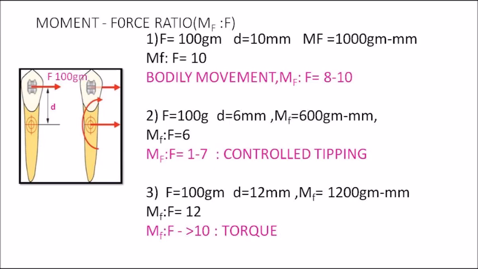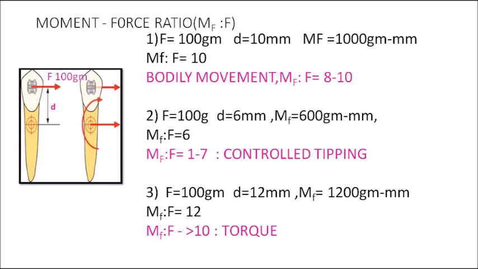So I hope this is very much clear to you. Please go through this chart again and again, because you can expect questions like this. They have asked similar questions previously, where they will give you a scenario where this much force is being given. They can ask you mathematically at what distance the bracket should be positioned so that we can achieve a bodily movement or controlled tipping. So you have to do the mental calculation and find out where the ratio will fall between 8 to 10, and what distance you should keep it.